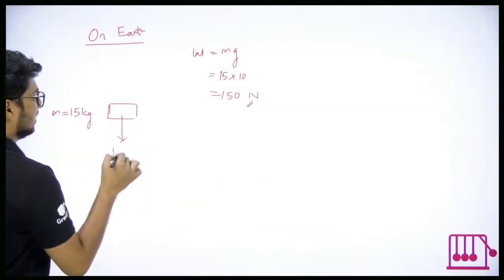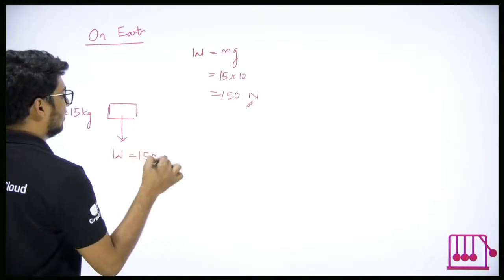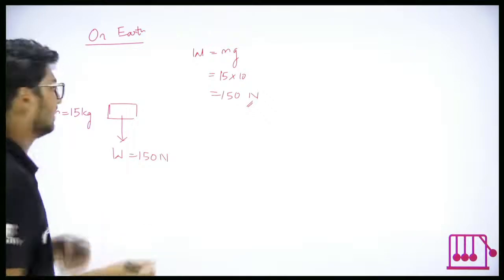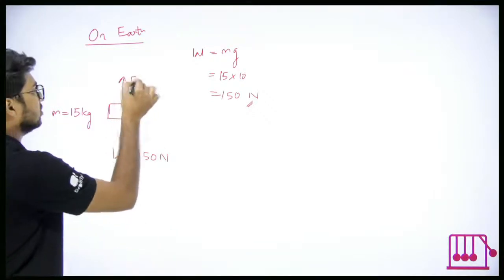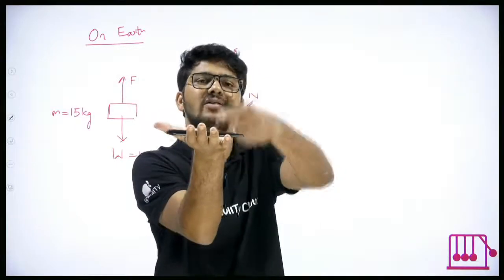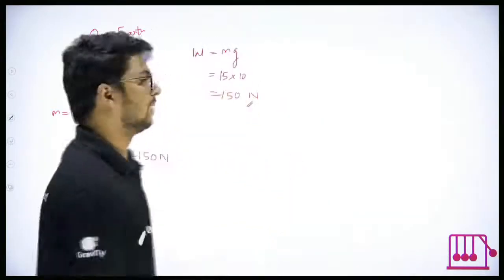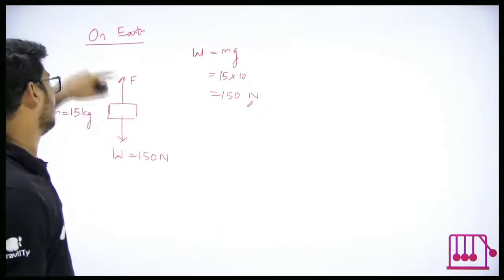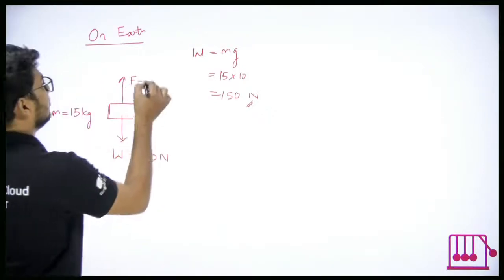So if the person is able to lift 150 Newton weight object, that means he has to apply a force up. See, if I am lifting this pen, I am applying a force in the upward direction. So if the person is able to lift 15 kilograms, that means he is applying an upward force of how much? 150 Newton.